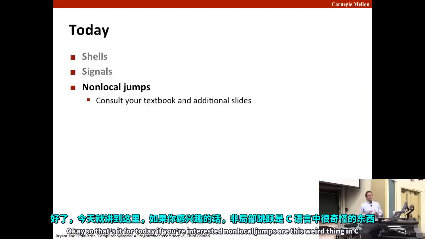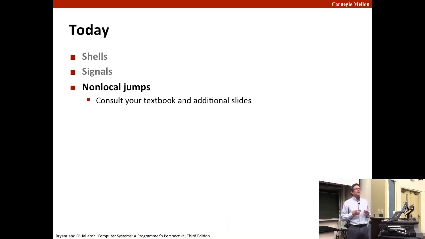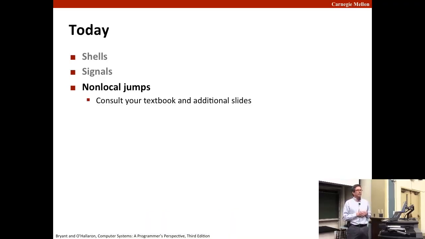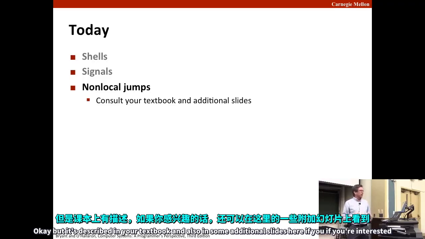Okay, so that's it for today. If you're interested, non-local jumps are this weird thing in C that allows a function to return to some other function that didn't call it. But it's described in your textbook and also in some additional slides here if you're interested.